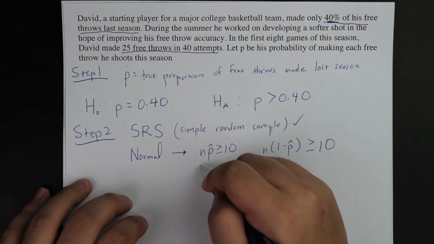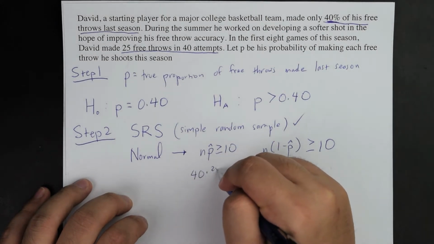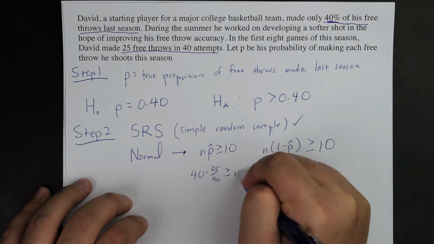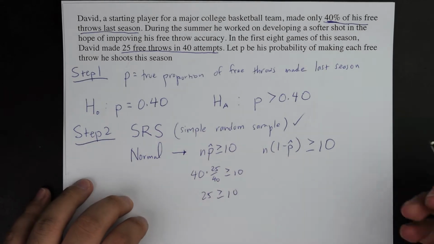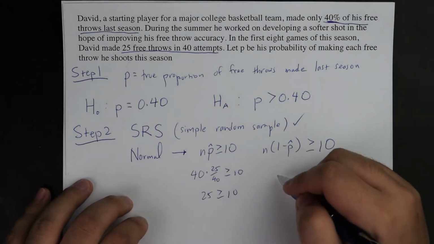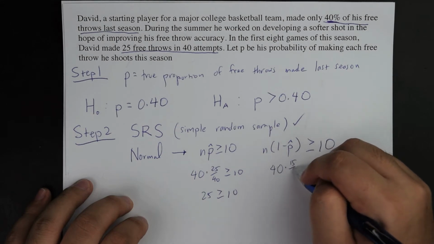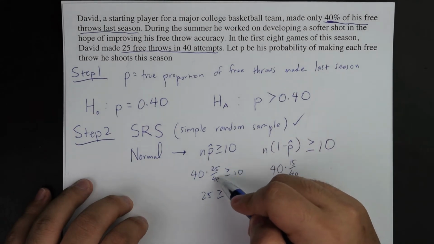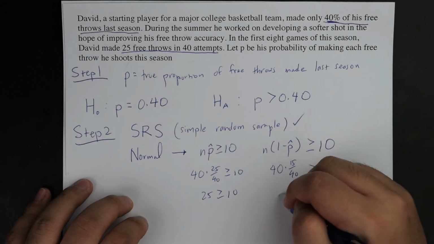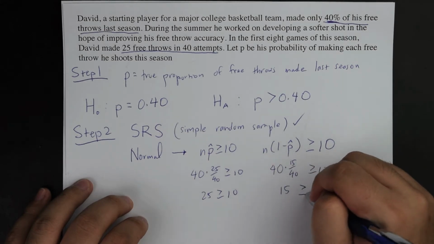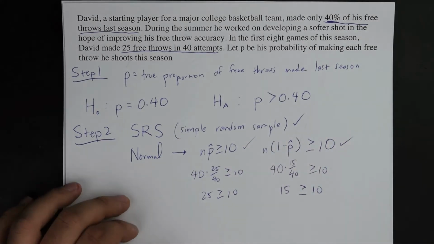So technically this portion right here is written out as 40 times 25 out of 40 is greater than or equal to 10. And 25 is greater than 10 because the 40s cancel out, and thus I have 25. Same thing here with 1 minus p-hat: technically it would be 40 times 15 over 40, because the gap between 25 and 40 is 15, which is greater than or equal to 10. And because these cancel out, 15 is greater than or equal to 10. I know that these two conditions are fulfilled because I could write it out there.